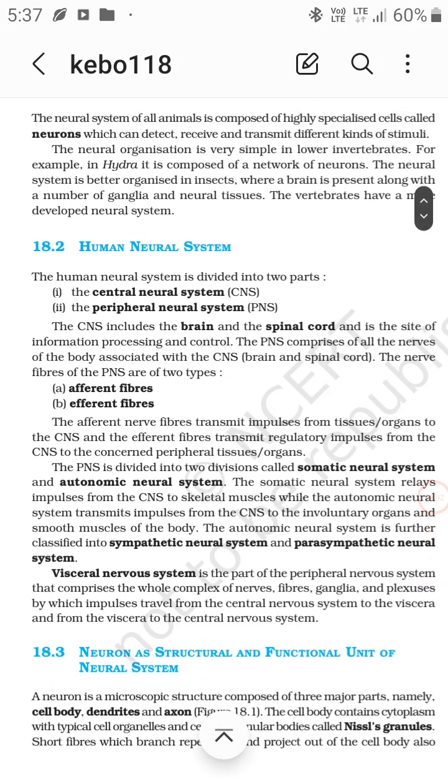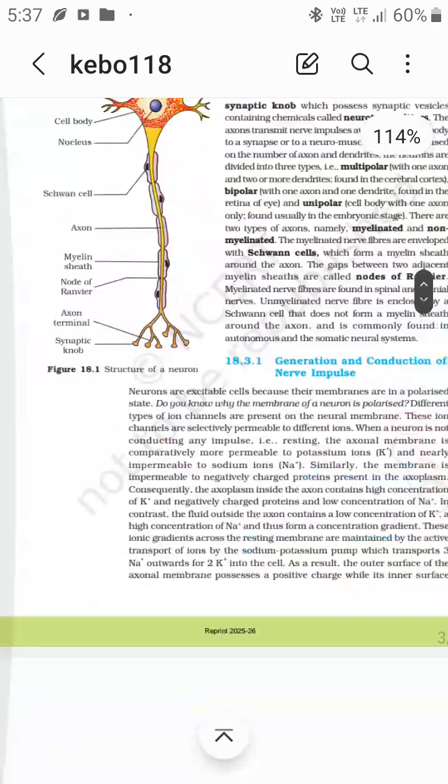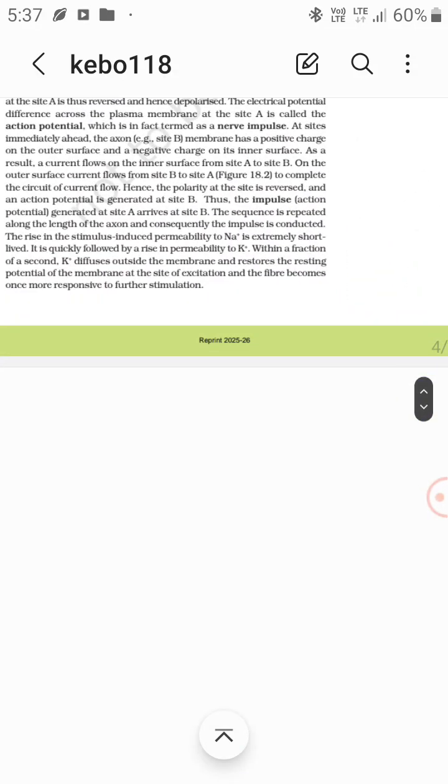The human neural system. Okay, I already done this.